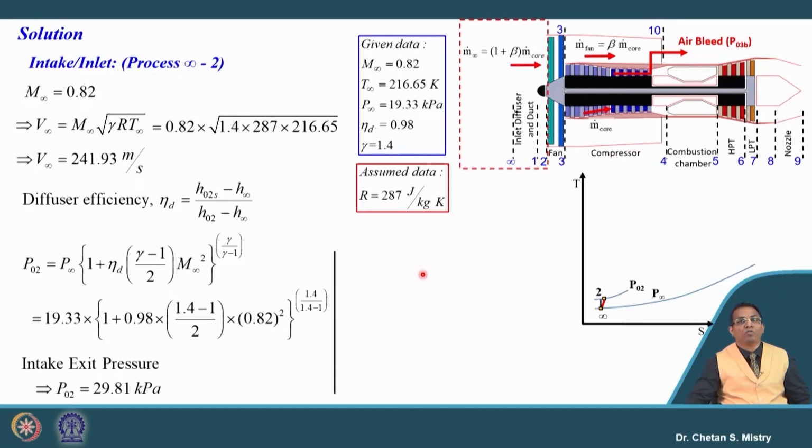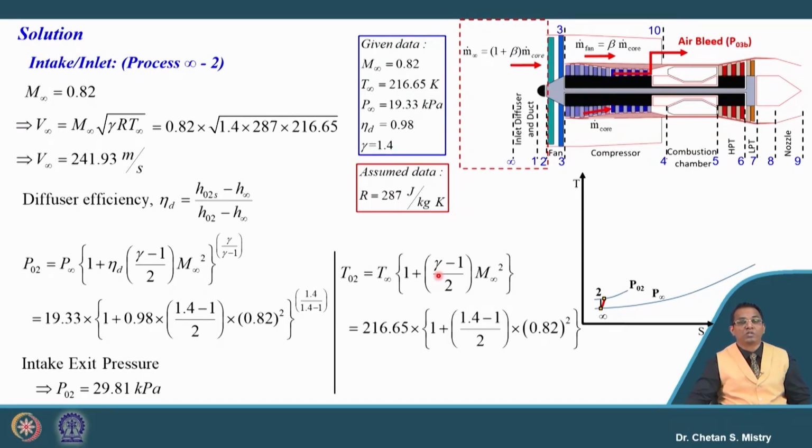Now, in line with that, we will try to calculate our exit total temperature. We are correlating the exit total temperature based on the isentropic relation. For this, the free stream Mach number is known to us, so we can calculate the exit total pressure from the intake, and the temperature is coming to 245.79 Kelvin. Now, this will be the entry condition for my fan.